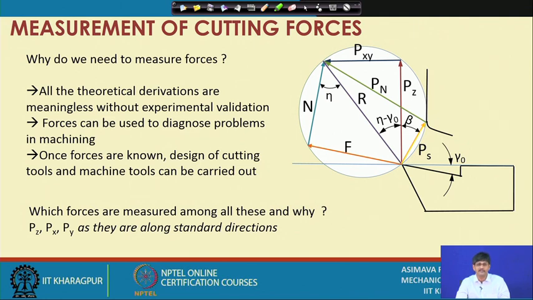Why do we not measure it along, say, the shear plane? That is because the shear plane does not have the same orientation in every case. So, that is out of the question. So, standard directions are chosen for the measurement of cutting forces, like P z, P x and P y. So, next.